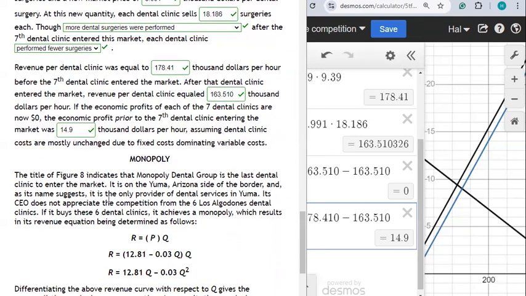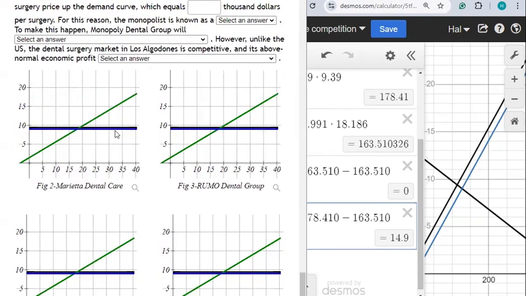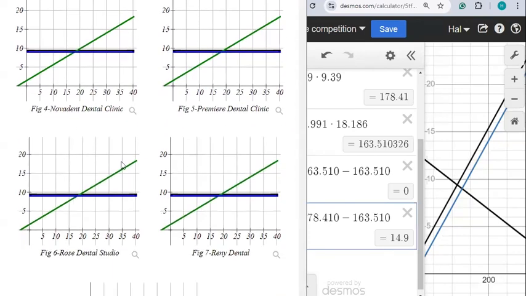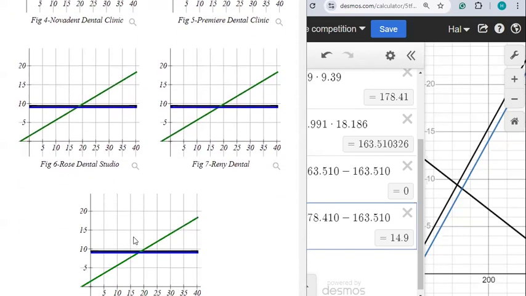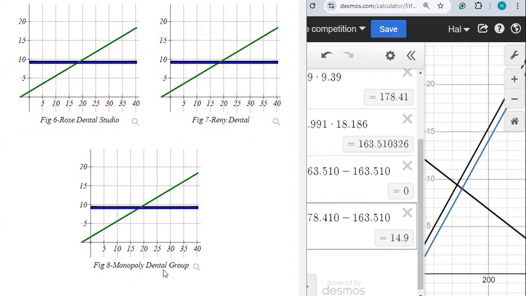The title figure 8 indicates the Monopoly Dental Group is the last dental clinic to enter the market. So we have the original 6 firms here: 1, 2, 3, 4, 5, 6. We have the 7th, and the 7th is called Monopoly Dental Group. And they're all identical. That's an assumption to make the analysis easier.